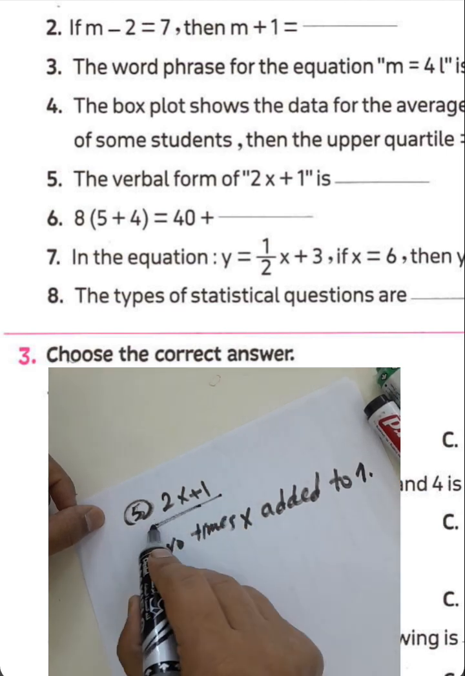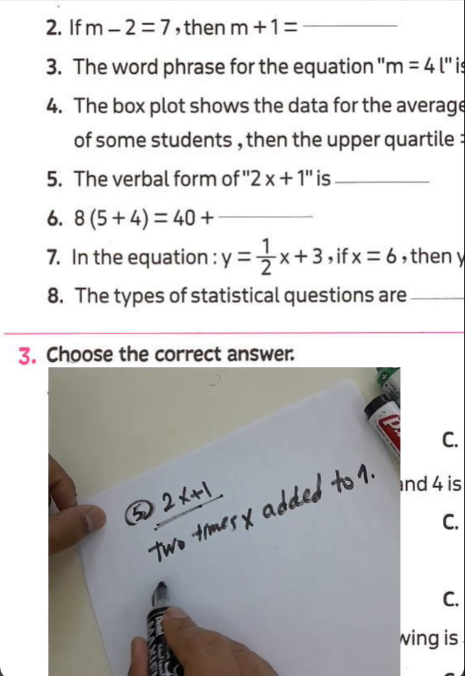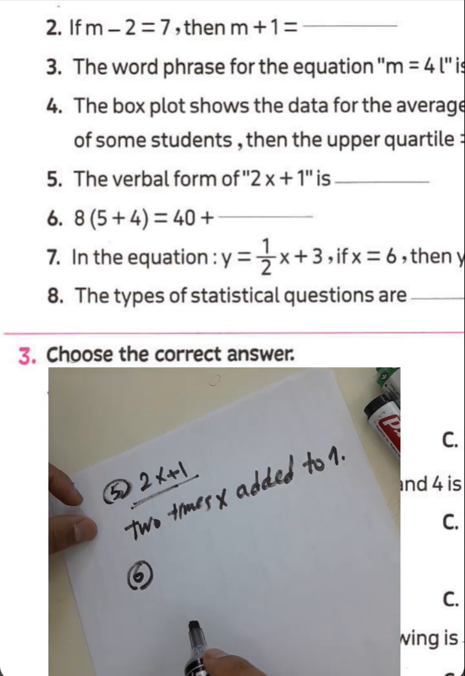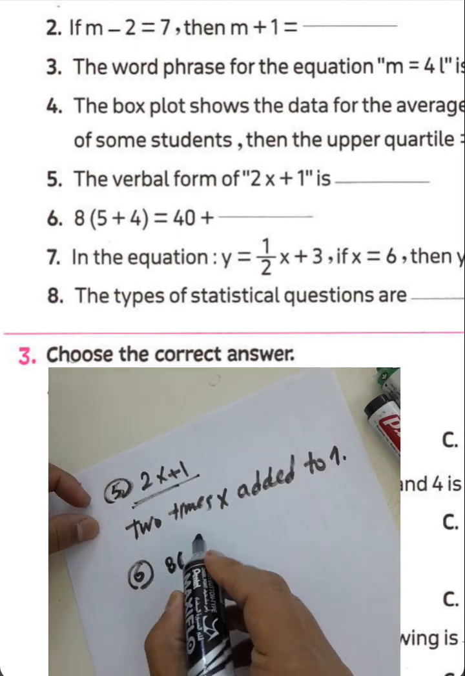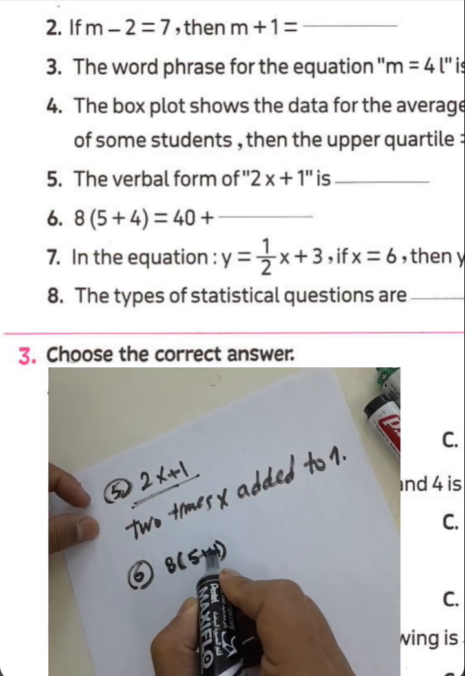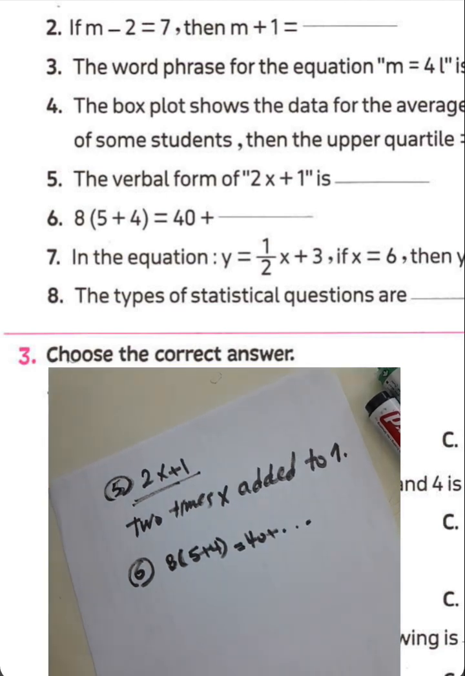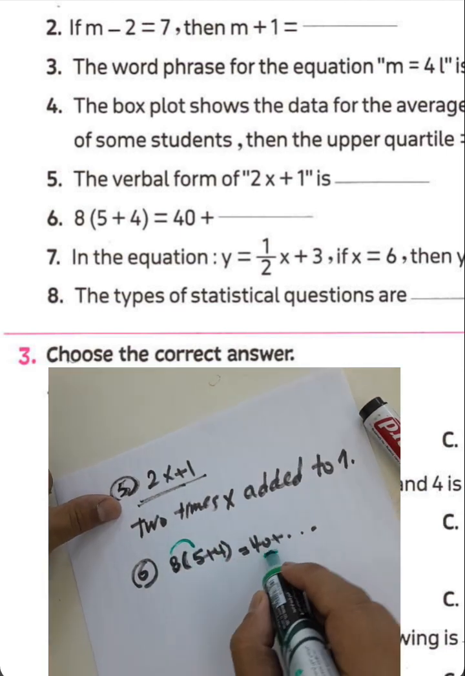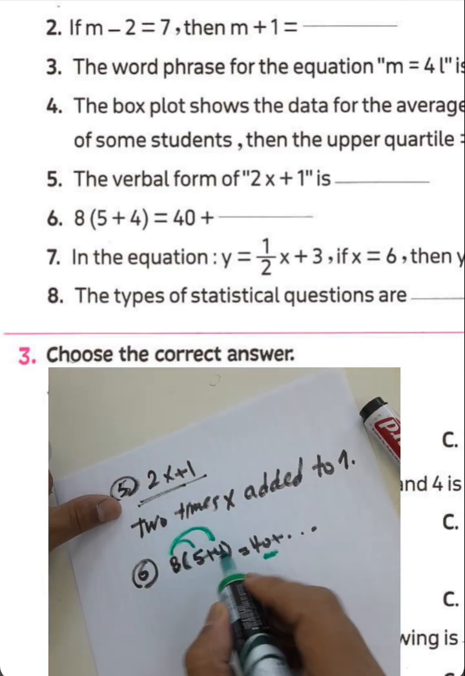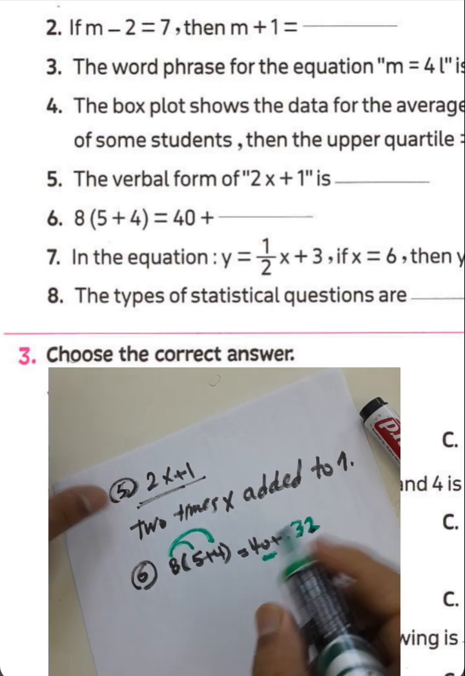Twice x added to 1. Question 6. 8 multiplication by 5 plus 4 equals 40 plus space. We use the distributive property here. 8 times 5 equals 40, and 8 times 4 equals 32.